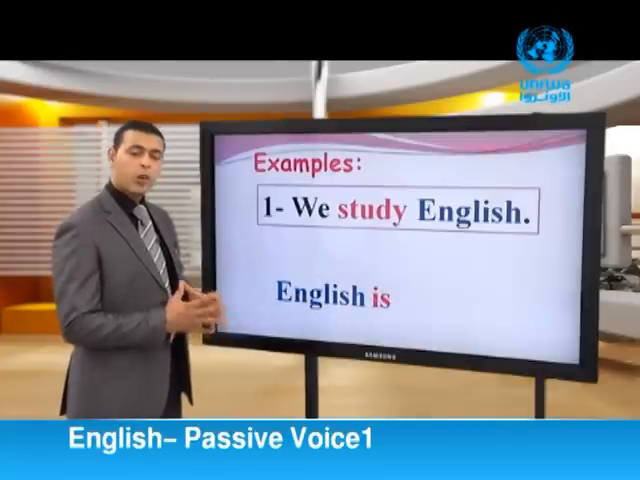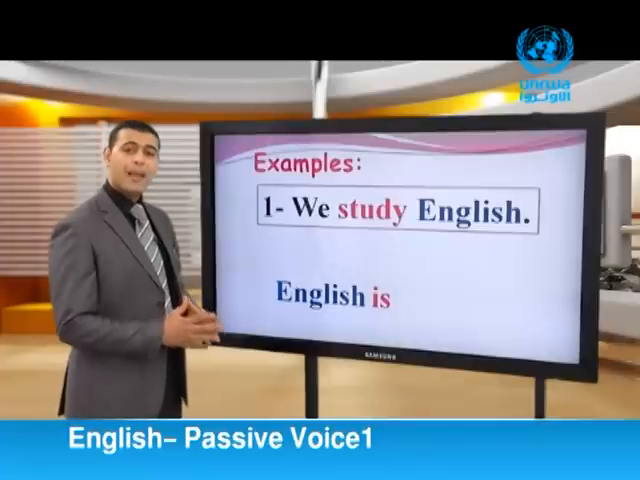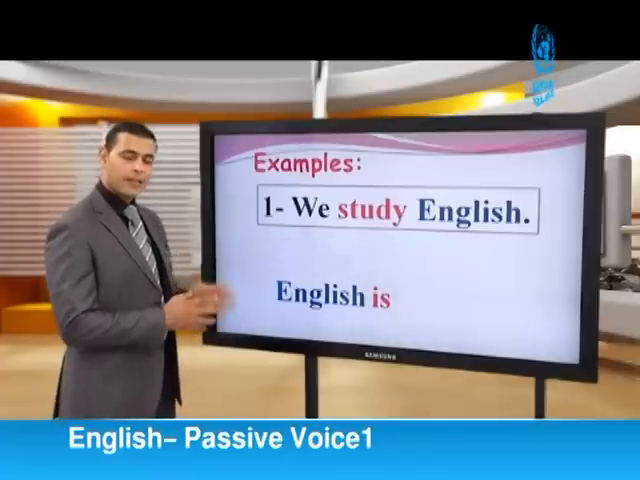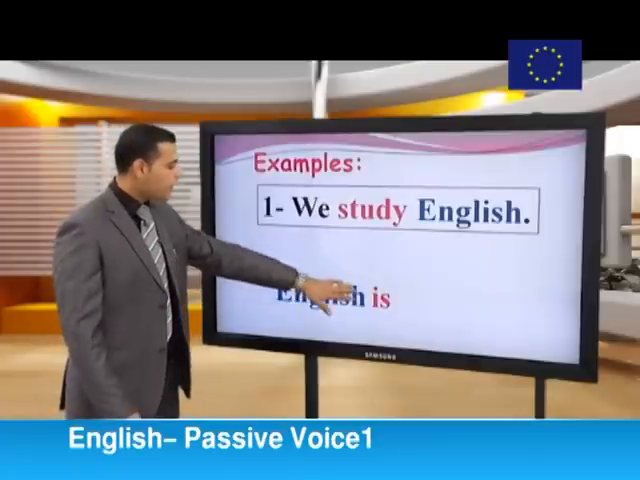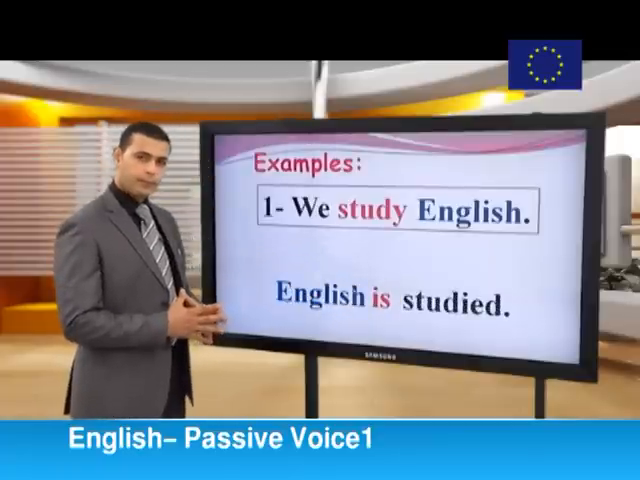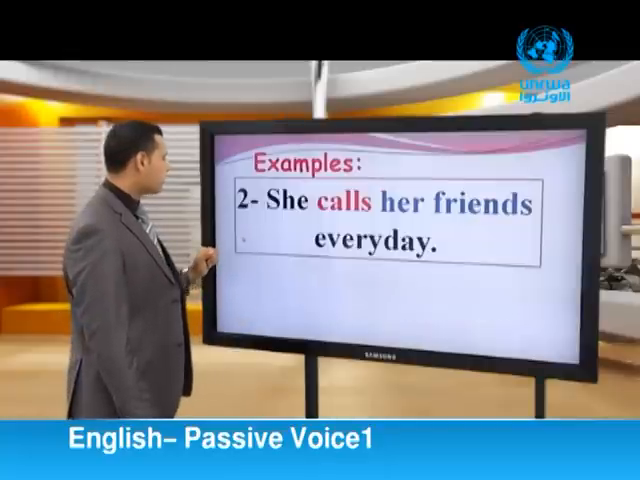Why is? Because this new subject is singular. Since it's singular, we need to use the helping verb is. What comes after is, are, and am in the passive voice? Of course, the past participle. What's the past participle of the verb study? Study, studied, studied. So here, English is studied. Example number 2.